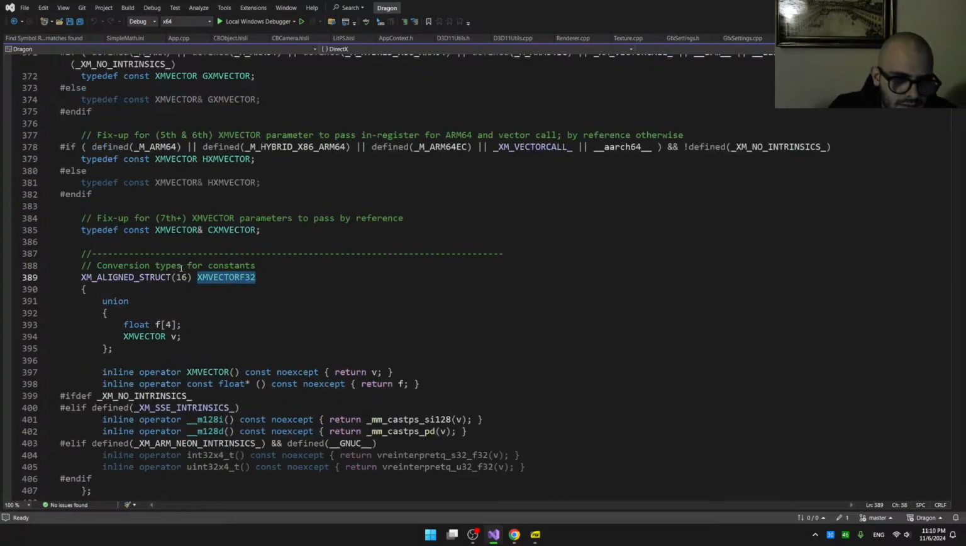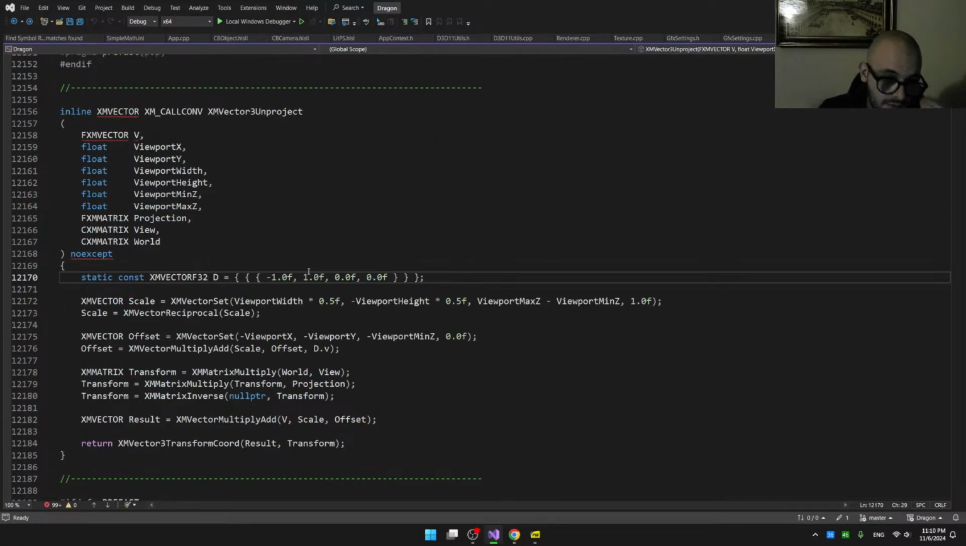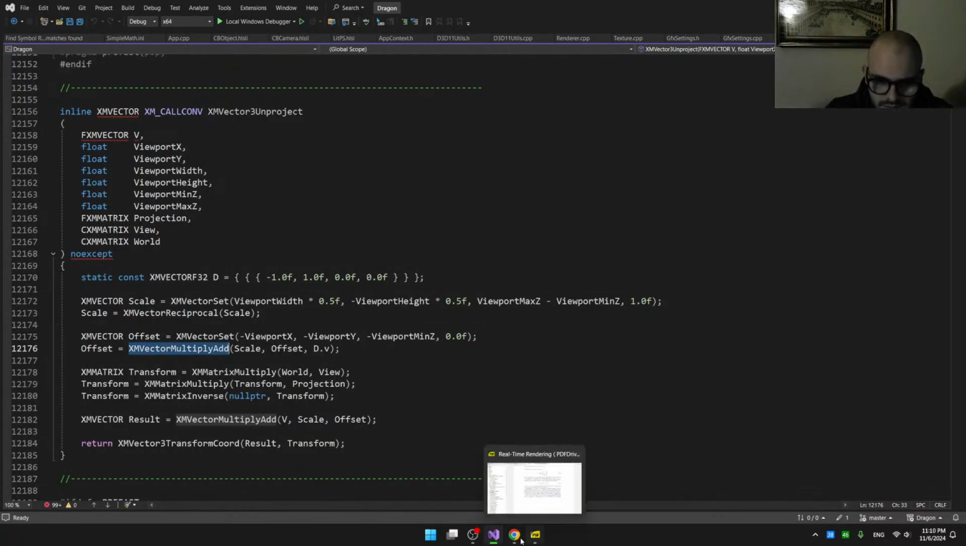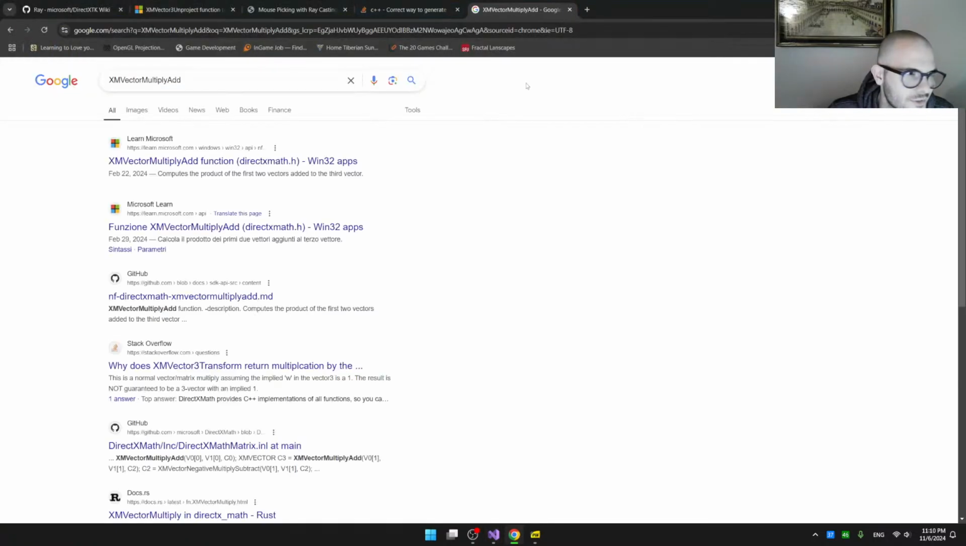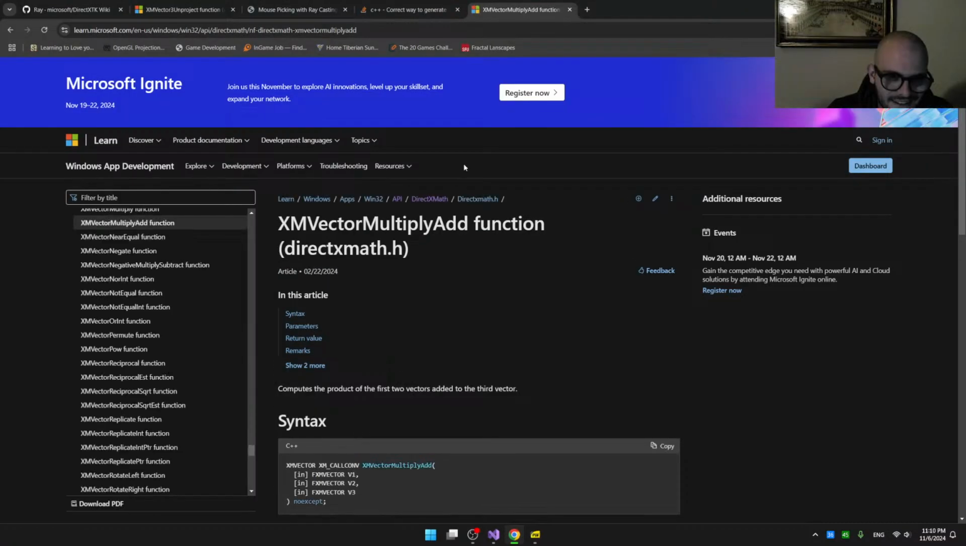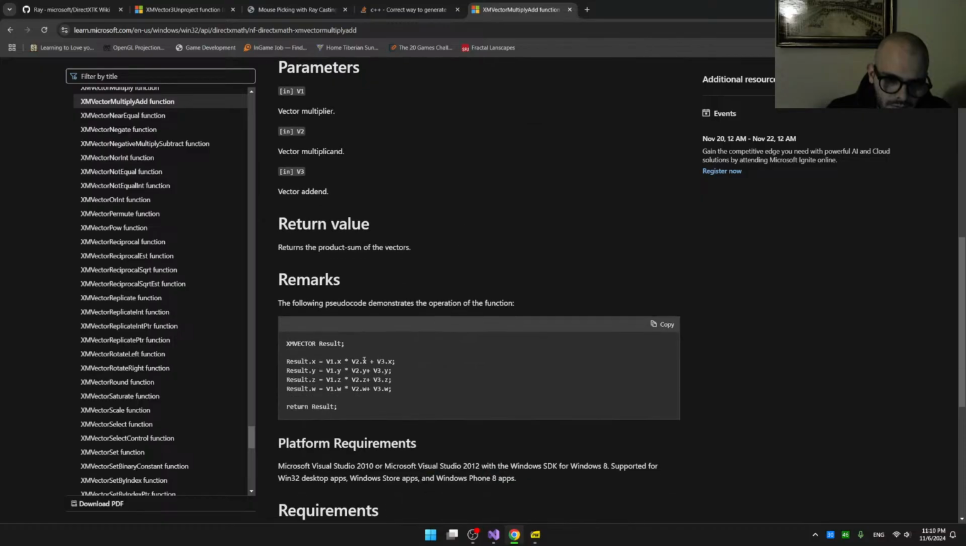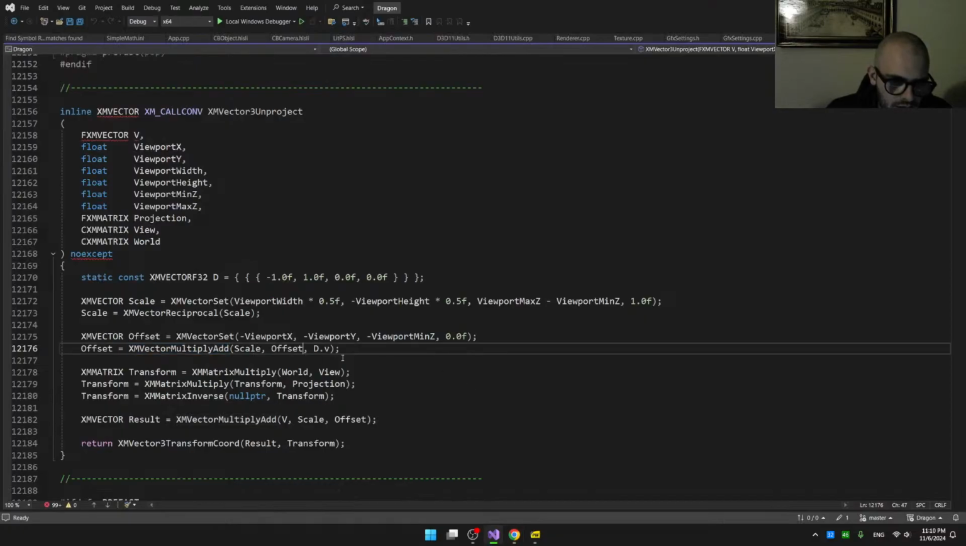What's the v? Oh, okay. Vector multiply add. Should have done that from the start, honestly. It computes the product of the first two vectors added to the third vector. Okay, beautiful. So scale times offset plus this thing right here.